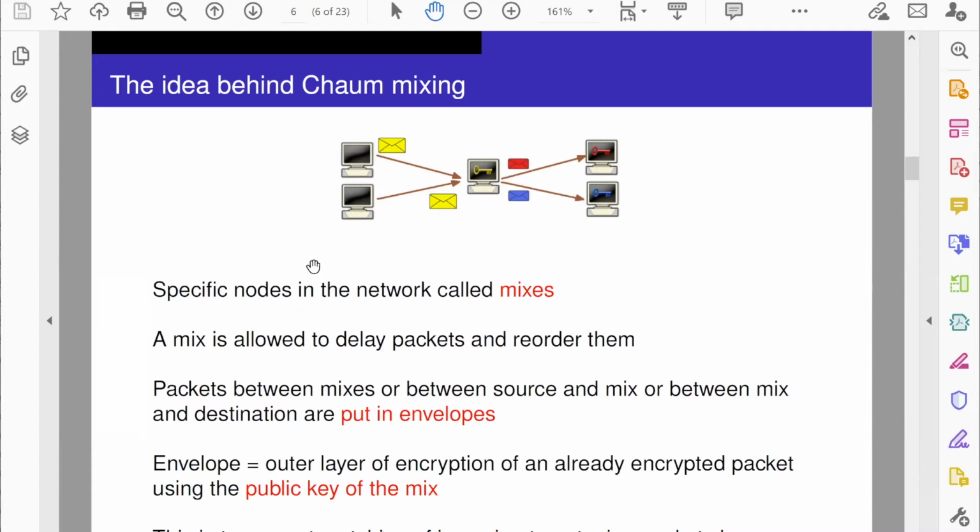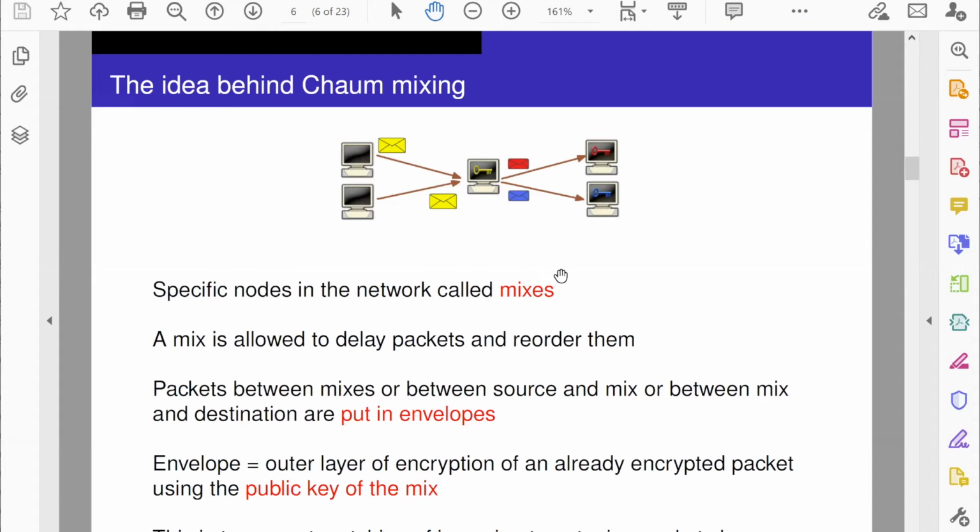Now, the idea in the Chaum mix is essentially to just put the packet inside an envelope. Between, say, the source and the mix node, there will be a key that is agreed on, and the already encrypted packet will be encrypted one more layer, which is like putting a second layer of encryption, which is of course shared between these two nodes in principle. So the envelope can be removed and then the packet can be forwarded.